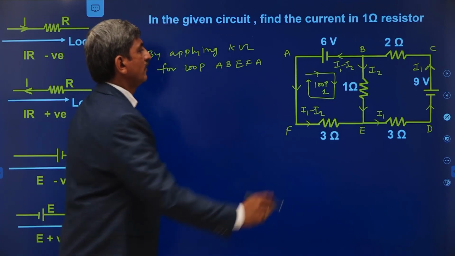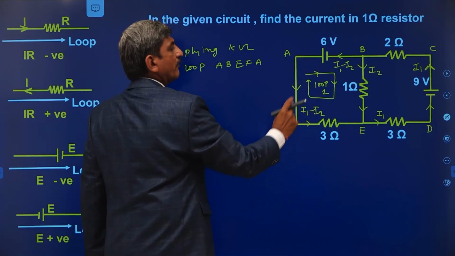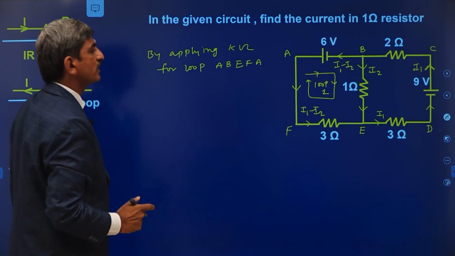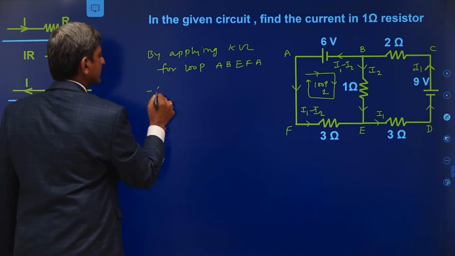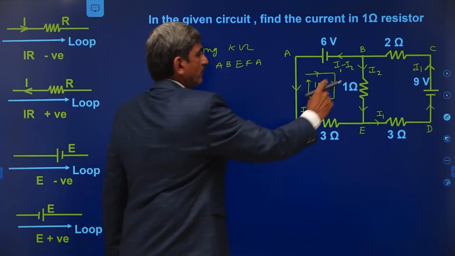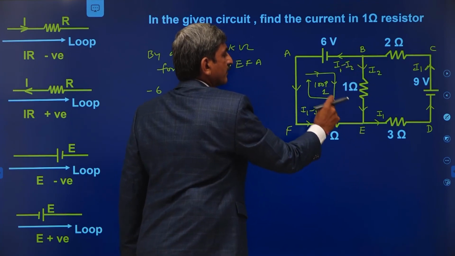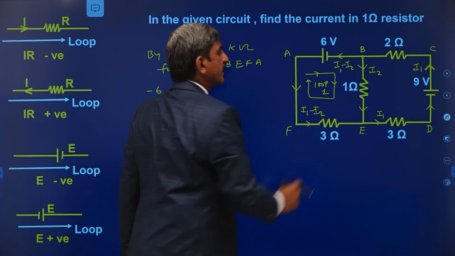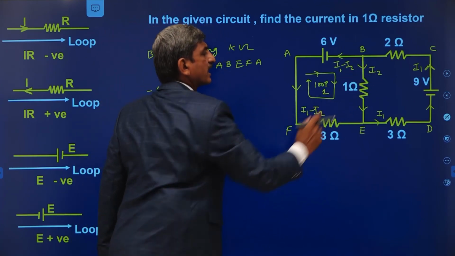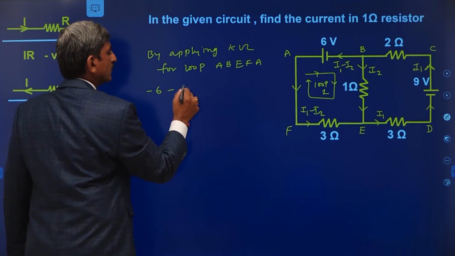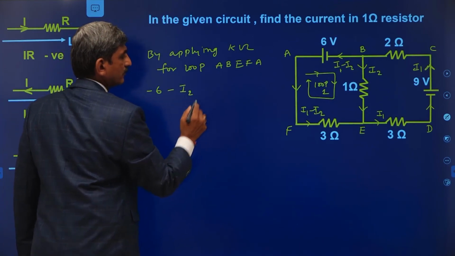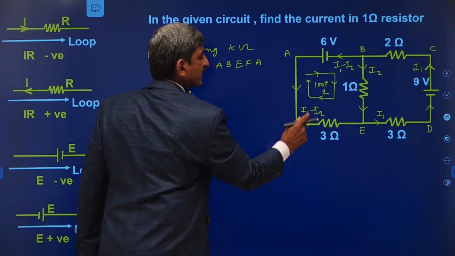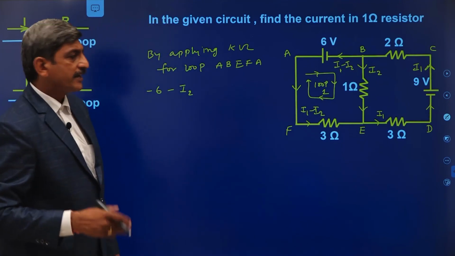What we get? From A to B, there is only a cell. We are moving from the positive terminal to the negative terminal, so that the EMF is negative, minus 6. When we are moving from B to C, the direction of the loop and the direction of the current are in the same direction, so that IR is negative, the resistance is 1 ohm and the current is I2, so that IR is negative, minus I2. When we are moving from E to F, the direction of the loop and the direction of the current are in the opposite direction, so that IR is positive.